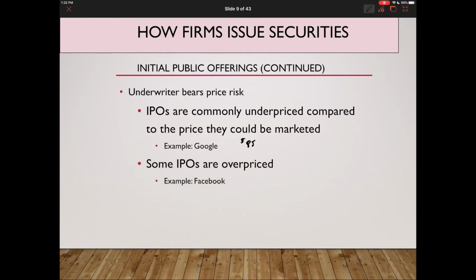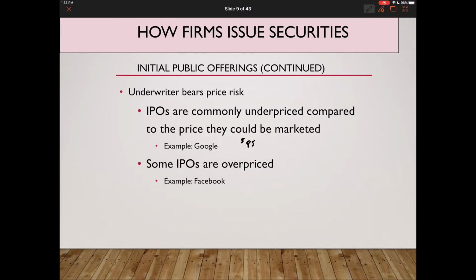Some IPOs are actually overpriced. An example would be Facebook. Facebook went public on May 18th, 2012 on NASDAQ, and their IPO price was $38 per share. In day one, their return was 0.6%, and then for the first year, it was actually a negative 31%. So it was actually overpriced on this initial public offering. Now, since this initial offering in 2012, the stock price has gone up considerably, but at the initial offering and for that first year, the prospects of this company were actually much lower than the initial IPO price.